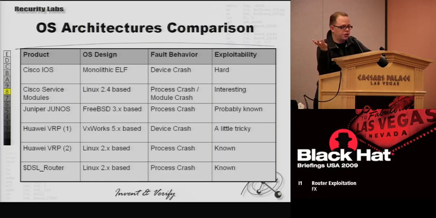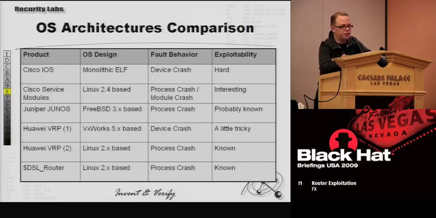Juniper Junos is a no more free FreeBSD. So they took FreeBSD and jailed it. Internal joke, sorry. And put it onto a router. Their default behavior is a process crash. So if you try to exploit a Juniper machine, you're way better off than trying to exploit a Cisco machine.